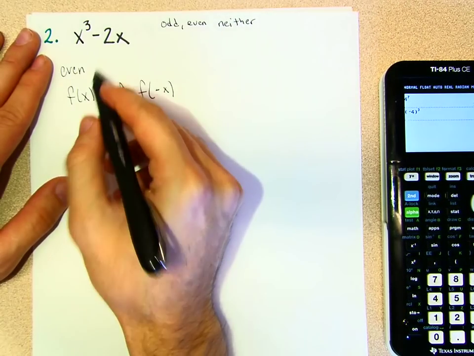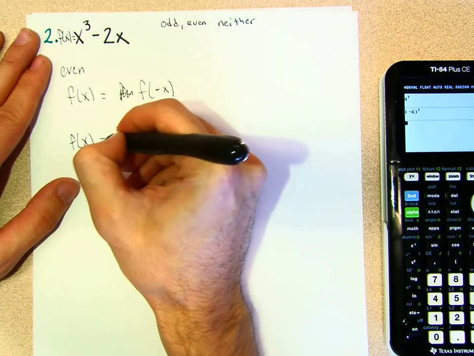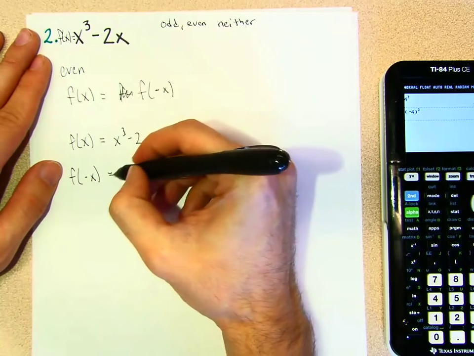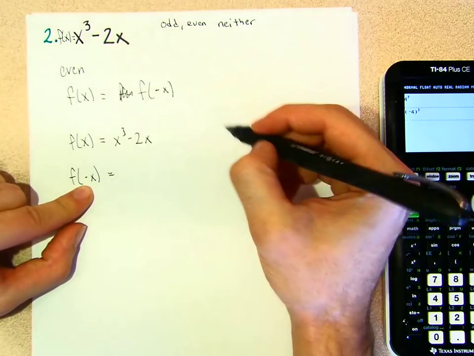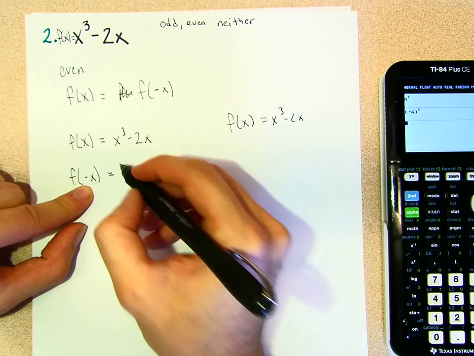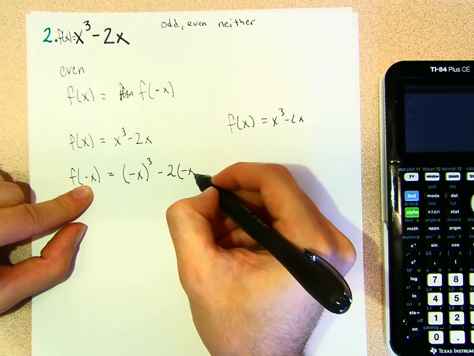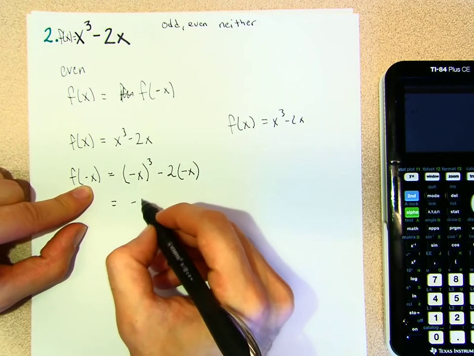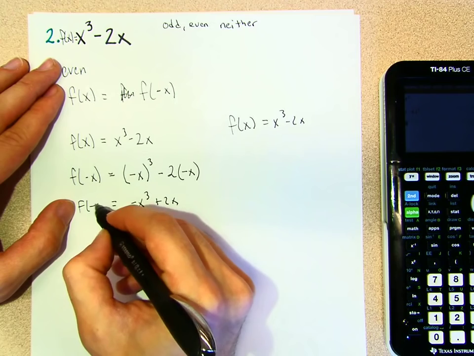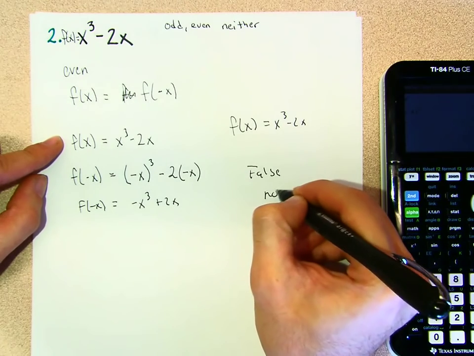Okay, so let's see. What is f of x? This is my f of x function. F of x is equal to x cubed minus 2x. All right? Well, what is f of negative x? Well, I'm going to plug in this negative x into this function. Here, I'll just write it again. F of x is equal to x cubed minus 2x. So let's plug this into here. So this is parentheses negative x cubed minus 2 times negative x. And what do we get? This is negative x cubed plus 2x. And notice that f of negative x does not equal f of x. So this is false, not even.